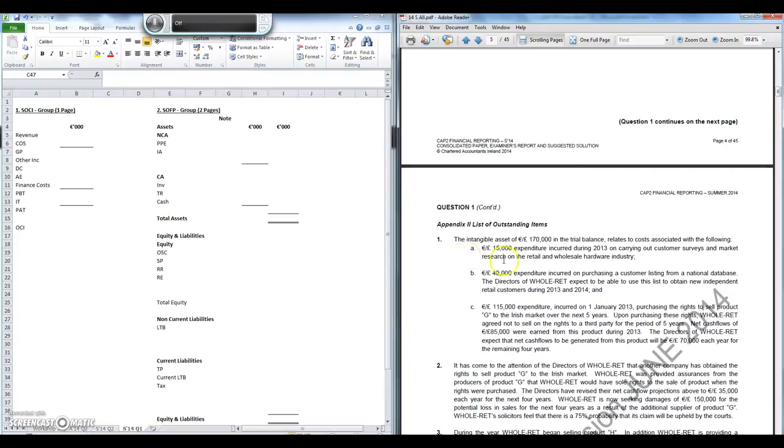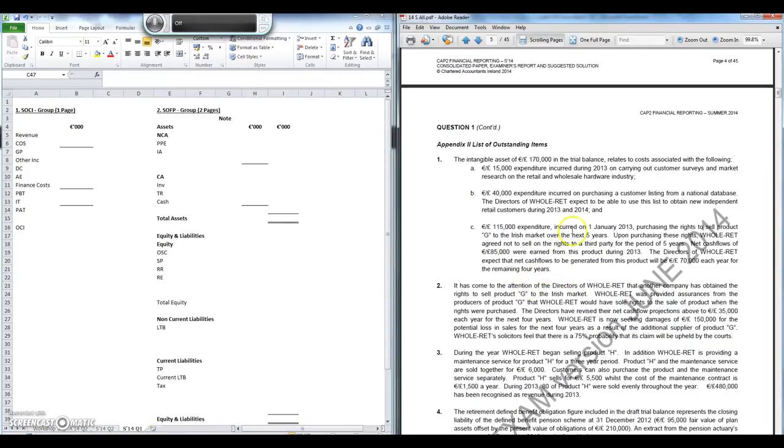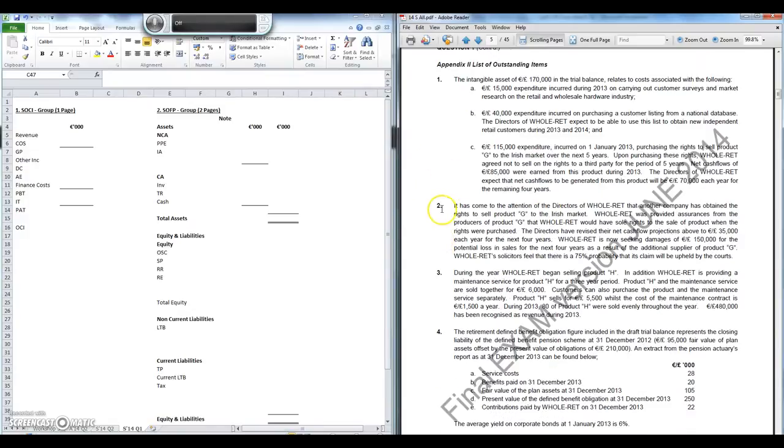So just a very much high level read. So expenditure, research, we know there's an issue there. 40% expenditure on customer listings, useful life of 2 years, so we know there's an issue there. And also expenditure, purchasing rights to sell a product G, so that's alright, and we're given some cash flows. So straight away you're thinking, why am I given cash flows? Well, there may be something to do with value in use or an impairment issue. So that's IAS 38, briefly.